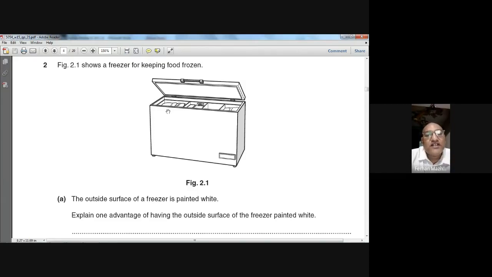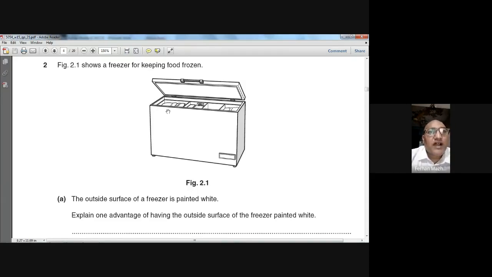The interior of the deep freezer will be very cold, and we believe that the surrounding will be hotter. So if the outer side of the deep freezer is painted white, because the white color is a bad absorber of infrared radiation, it will absorb a very small amount of heat from the surrounding.